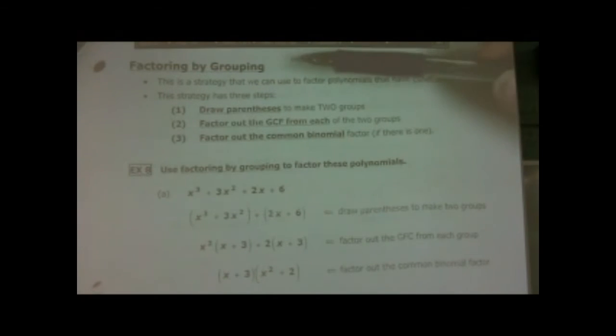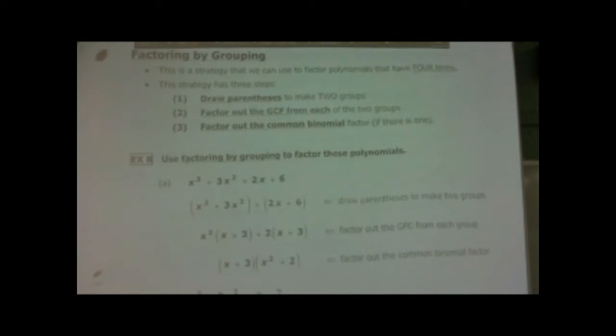So this strategy has 3 steps to it, and you should remember this from Algebra 1. The first step is draw parentheses to make 2 groups. Then, from each of the 2 groups, we're going to factor out the greatest common factor. And then, we're going to factor out the common binomial factor, if there is one. And we did that when we factored out the greatest common factor. We said sometimes the greatest common factor could be a binomial, and we would factor that out. So let's go through an example.